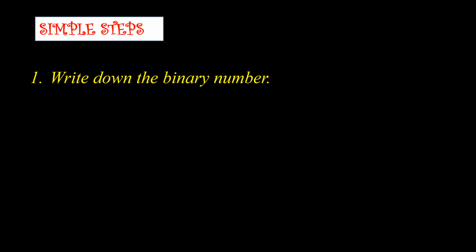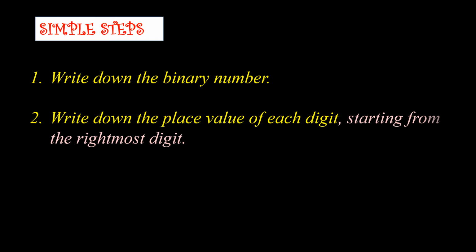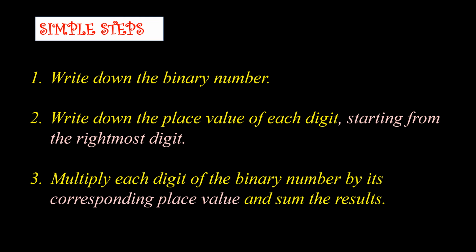For the first step, you have to write down the binary number. Then you have to write the place values of each digit starting from the rightmost digit. Then you have to multiply each digit of the binary number by its corresponding place value and sum the results. Those are the only 3 steps that you can follow. They are really simple. Let's move on to an example and see how to do this correctly.